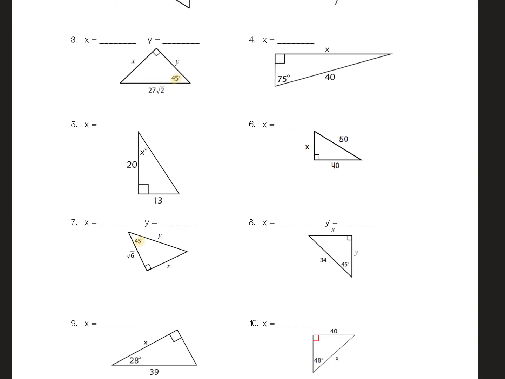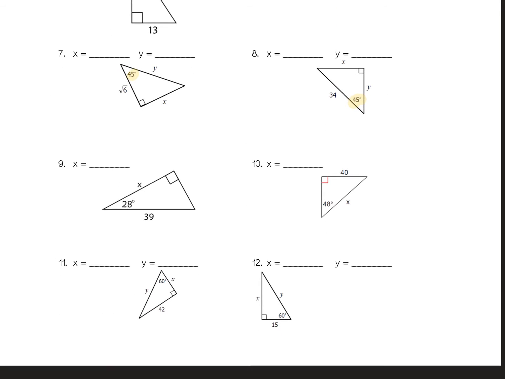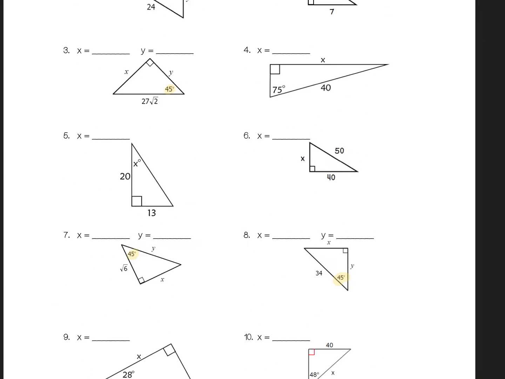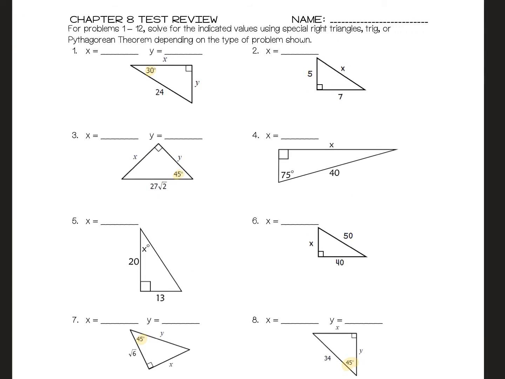7, 8, and 11 and 12, because those all either have 45, 45, 30, or 60 degrees in them.